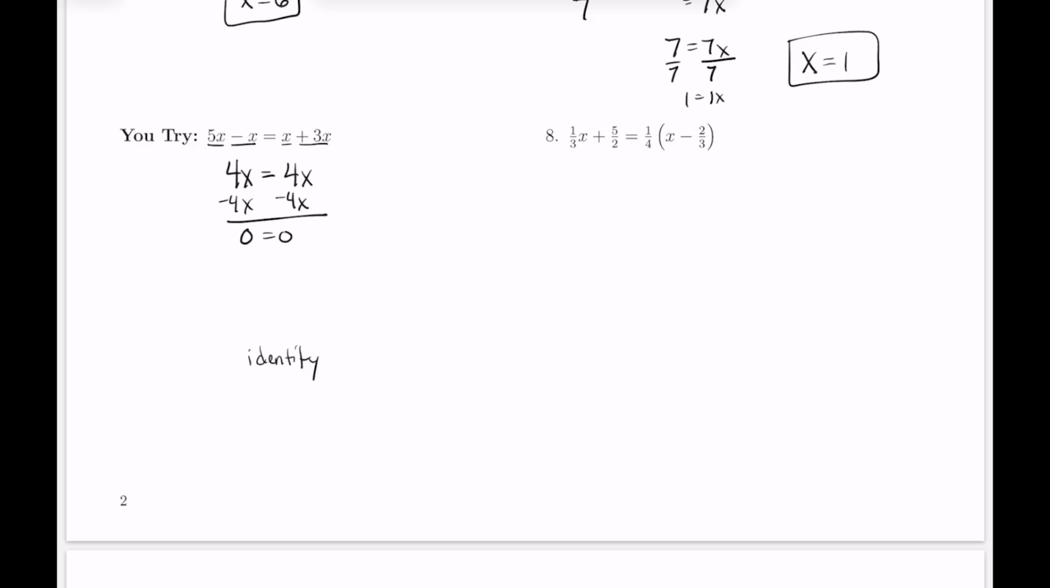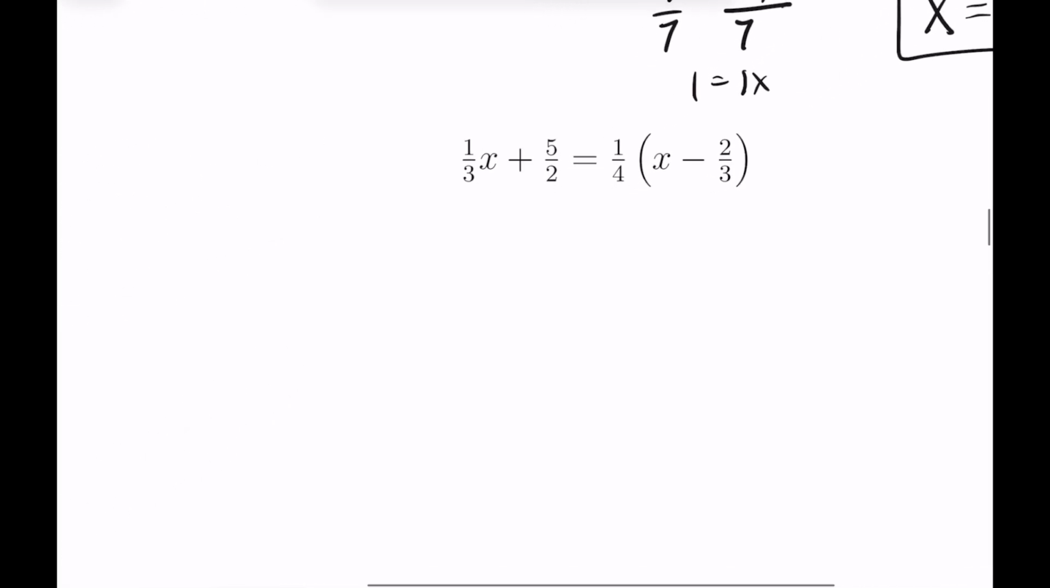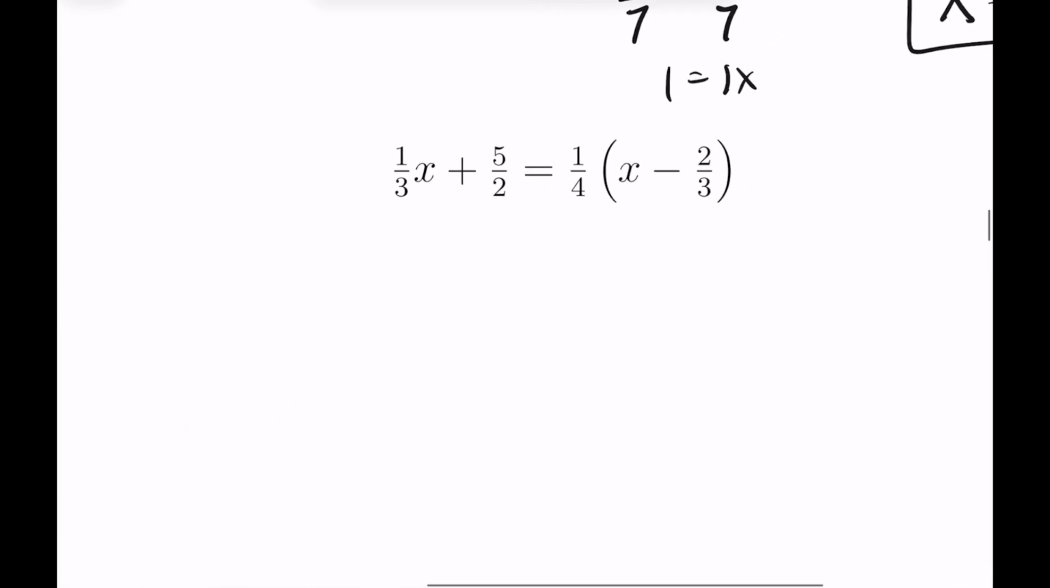Now this last one here, again, I know there's a fraction involved, so right away some people are a little bit concerned with it. But I think what I'll do first is to distribute that 1/4. Okay. So we'll take our 1/4, let me make this a little bigger here, and distribute it to the x and to the negative 2/3.